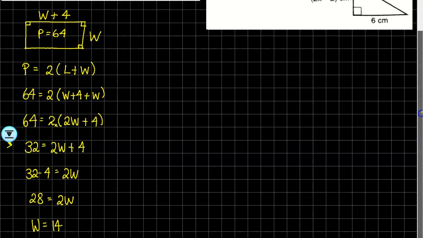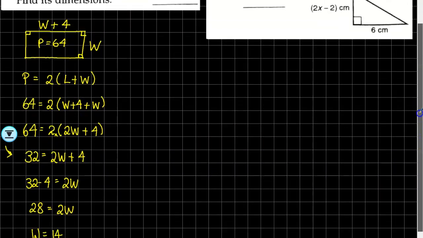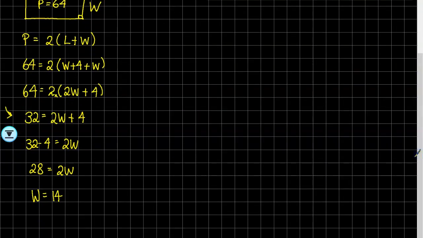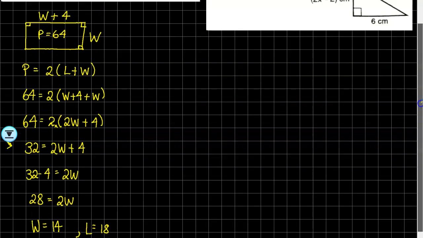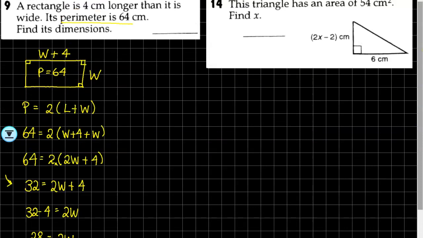Now we're going to check what the question's asked us. It says find its dimensions. So we've got W is 14, and then we said the other length was 4 more than this. So therefore the length would be 18. Make sure you finish and answer the whole question. Okay, again, stop the video and you try the next question.